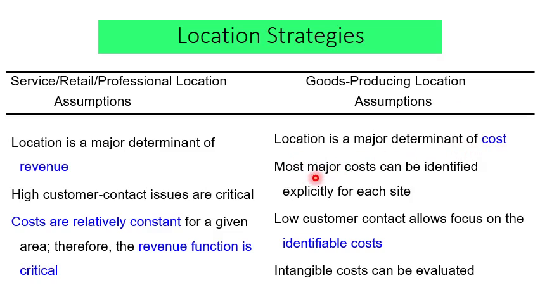Whereas in the case of manufacturing, location is the major determinant of costs, and most major costs can be identified explicitly for each site, like transportation cost and so on. Low customer contact allows focus on the intangible costs, because in the case of manufacturing, no need of labor contact, no need of customer contact, because we can transport the products to the place where the customers are located. So we focus on the costs, identifiable costs, and intangible costs can also be added.